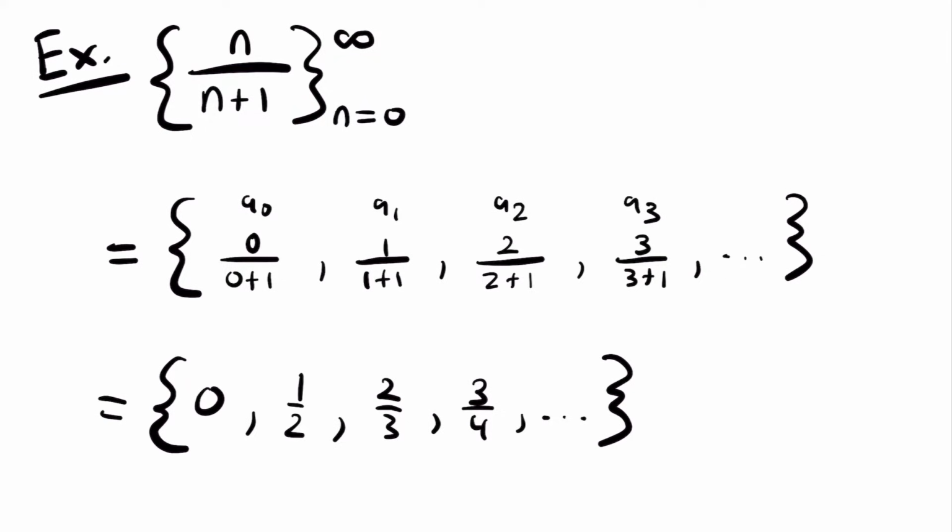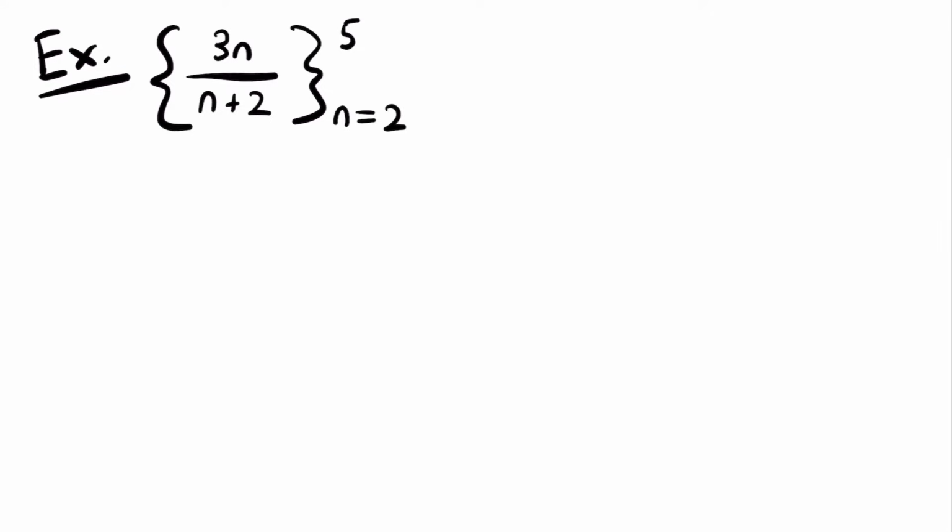So just be aware that sometimes you may see this notation where you have a lower and upper bound, and typically that will be used to let you know if a starting value of n or an ending value of n is different than what we typically assume. And so here's another example of that notation for a sequence. In this case, we have 3 times n divided by n plus 2 as our nth term, and it starts at n equals 2 and ends at n equals 5.